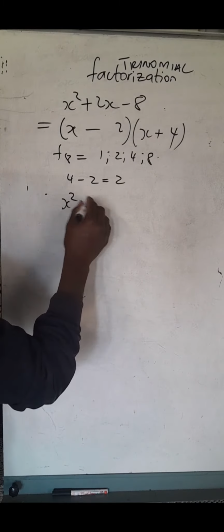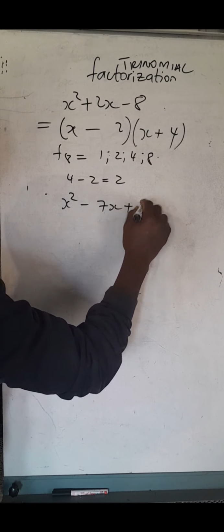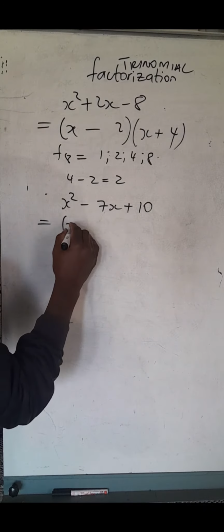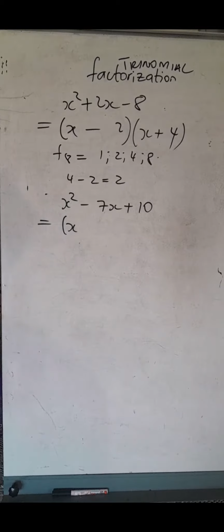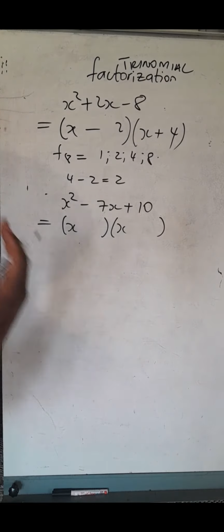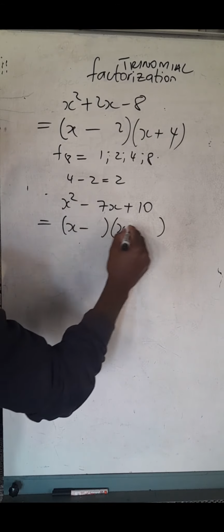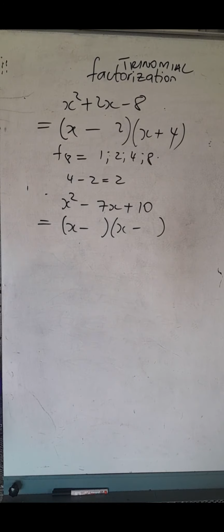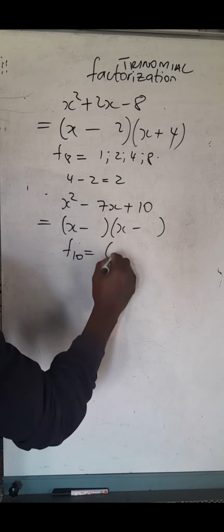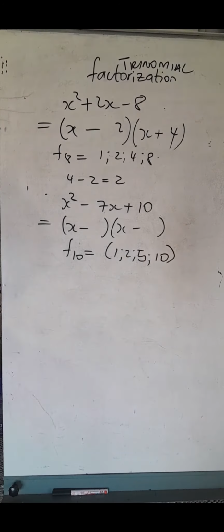Let's do another one. x squared minus 7x plus 10. Now here, this is positive, so it's fine. This is plus. If it's a plus, the two signs in the bracket, they're going to be the same, but there must be the sign of the middle term. So they are both going to be minus, the sign of the middle term. Okay, now then we find factors of 10. Factors of 10, this is 1, 2, 5, and 10.